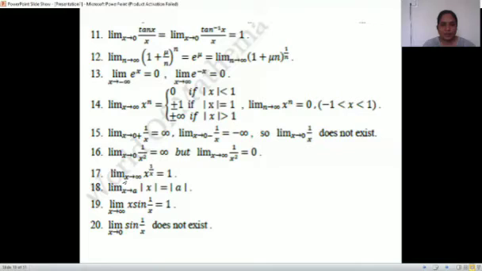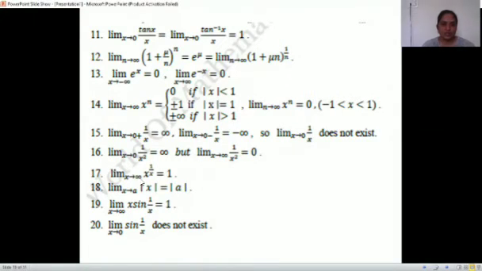Next is limit x tends to 0, 1 upon x square is infinity, and limit x tends to infinity, 1 by x square is 0. Can you see that? If we put 0 here, it will be 1 by 0, that is infinity. And if we put infinity here, it is 1 by infinity, that is nothing but 0.